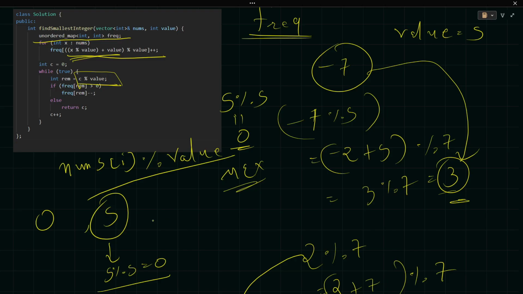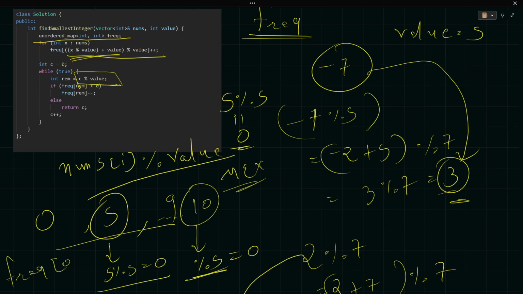And again, suppose next we reach 10 successfully, having got 0 to 9. Now we would look for 10. We would not go directly for 10, but instead go for 10 mod 5, which is 0. So we would go for 0. If the frequency of 0 is greater than 0, then we go on to 11. And if it is not, then we will directly return that value. It would be nothing but our MEX.